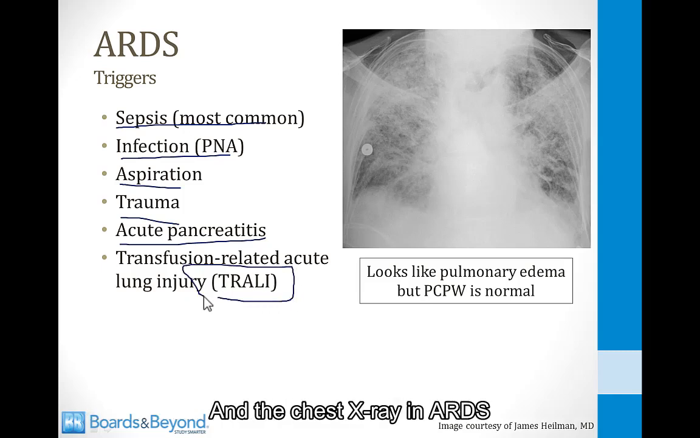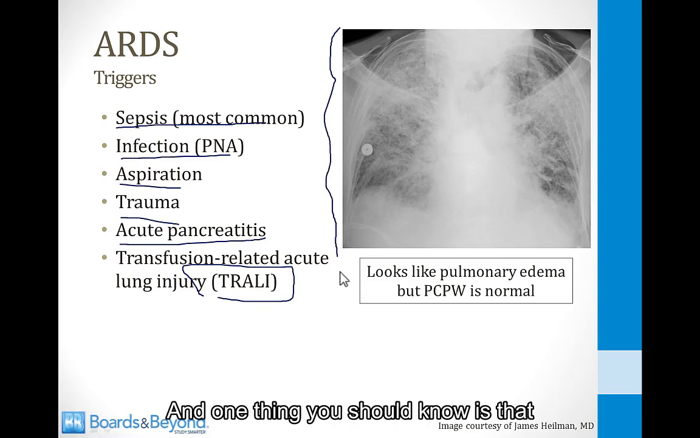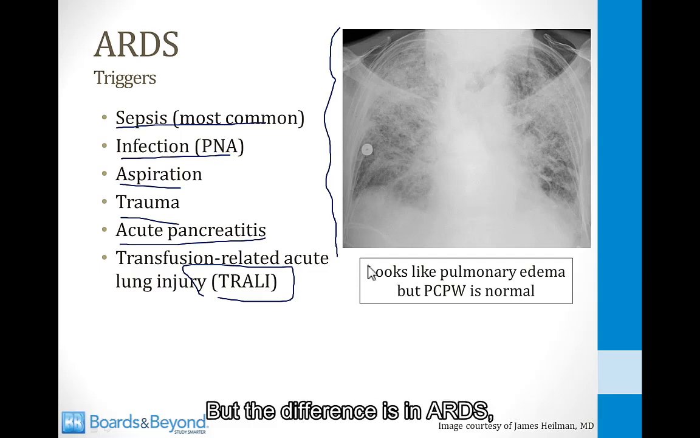And the chest X-ray in ARDS is often described as a whiteout. This is an example of one here. And one thing you should know is that pulmonary edema from heart failure can also look like this. But the difference is, in ARDS, the PCWP is normal.